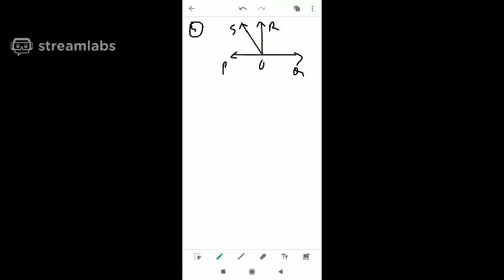So given, you have to write from the question, given that POQ is a line, ray OR, OS. OR is perpendicular to PQ, and OS is another line between OP and OR. So we need to prove angle ROS is equal to half of angle QOS minus angle POS. Here we can see since OR is perpendicular, ROQ and ROP both will be equal to 90 degrees. So I am going to write the proof.